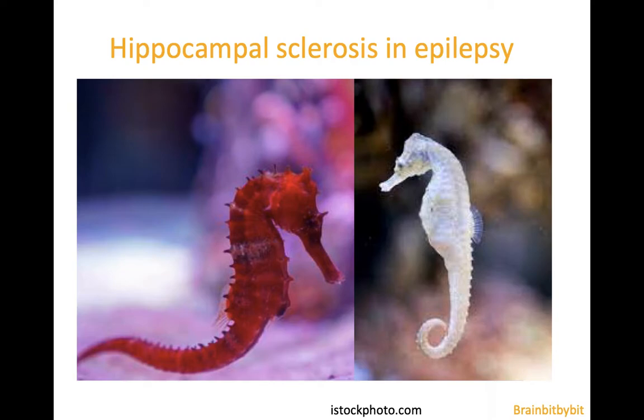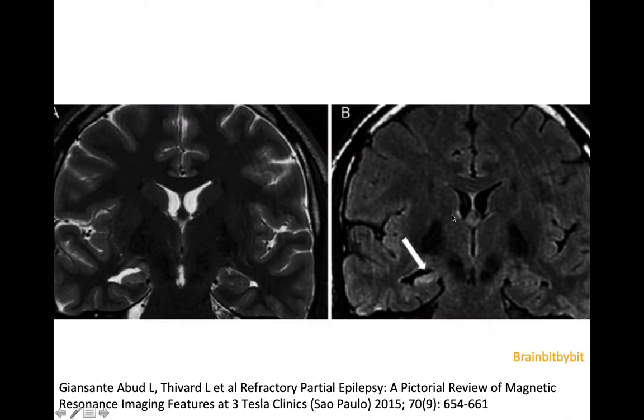One of them is hippocampal sclerosis, in which the hippocampus becomes hyperintense or white on T2 and FLAIR images in patients with epilepsy. In fact, hippocampal sclerosis is the most common imaging finding in adult patients with partial epilepsy. And until now, it is not clear whether the hippocampal sclerosis is the cause or the consequence of the disease.